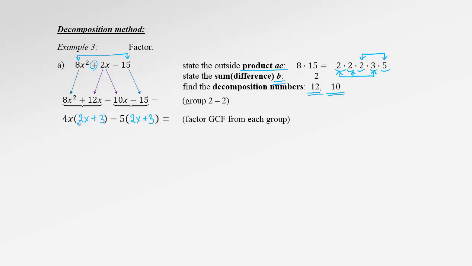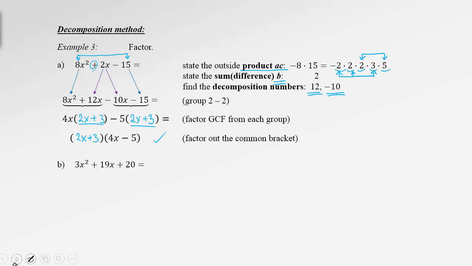That's great. So now we have exactly the same factor, the whole bracket. Okay, let's factor it out. We take the 2x plus 3 as a common factor, and what's left is 4x minus 5. So that's the end. Notice that our decomposition numbers are really the coefficients of the inner and outer products.